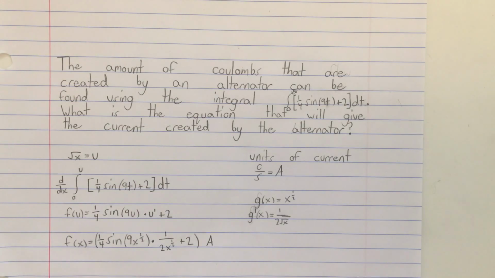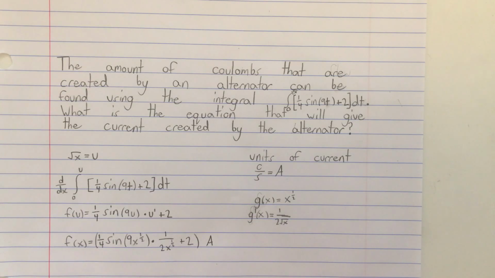When it was x, using chain rule would just give us a value of 1 when we multiply by the derivative of x. So that's why we didn't really have to do anything in the first problem. But here, once we define this as u, we can say f of u is equal to 1/4 sine 9u times u prime plus 2, right? Because using chain rule, we have to multiply by the derivative when taking the derivative.